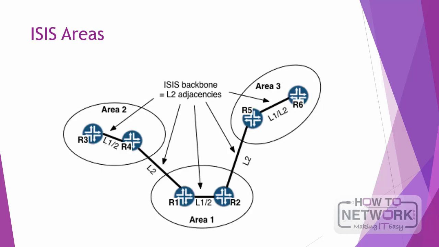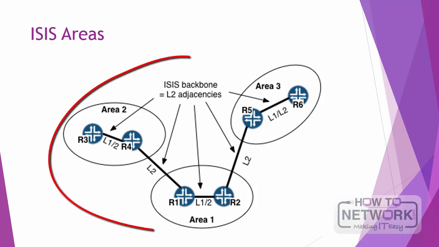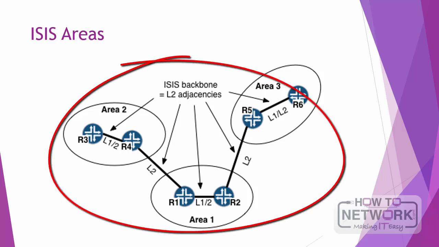Next, let's talk about areas and the routing domain within ISIS. So an ISIS routing domain is similar to a BGP autonomous system. A routing domain is a collection of areas under an administration that implements routing policies within the domain.